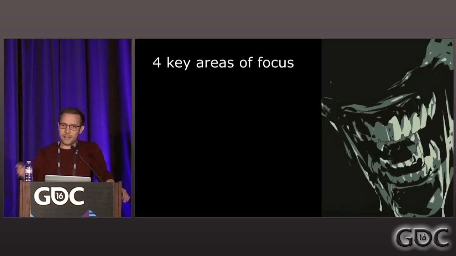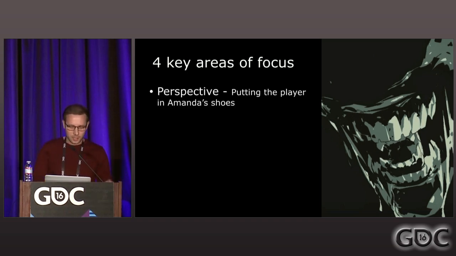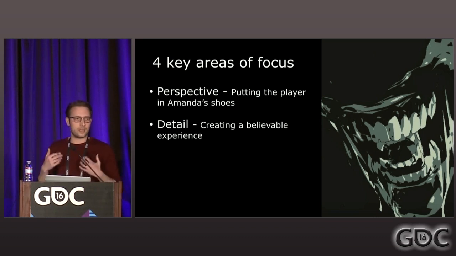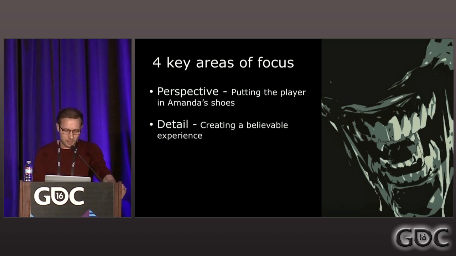So there were 4 key areas that we wanted to focus on when it came to the Foley in Alien Isolation. The first one being perspective. AI is a first-person game, so how do we use Foley to really put the player there in Amanda's shoes and sell that perspective? Detail. For me, one of the keys to creating natural, believable-sounding Foley is the amount of detail that you put into it. So all the different layers, but also detail in the way it plays back at runtime.